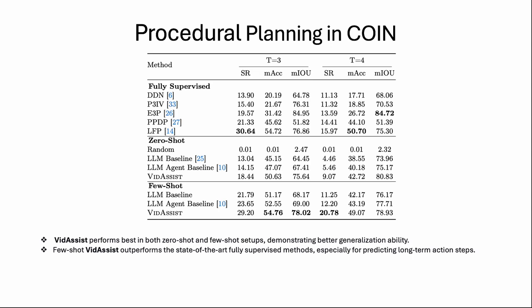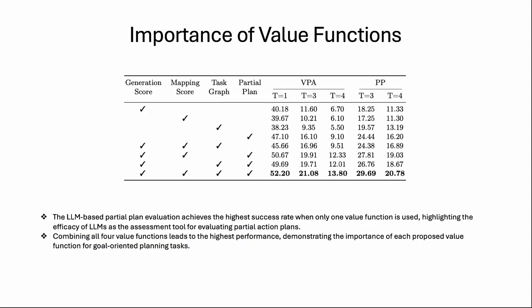Next, we present the performance of procedural planning on the COIN dataset. Here, we also observe a similar trend. VidAssist performs best in both zero-shot and few-shot setups, demonstrating better generalization ability. Moreover, few-shot VidAssist outperforms the state-of-the-art fully supervised methods, especially for predicting long-term action steps.